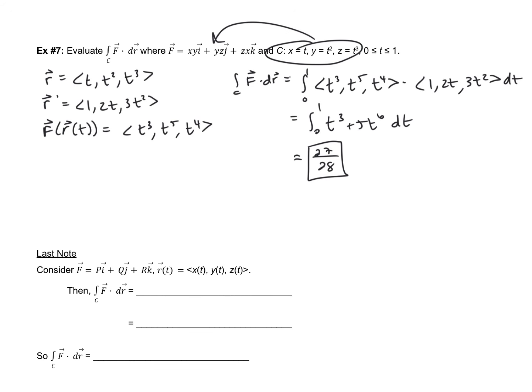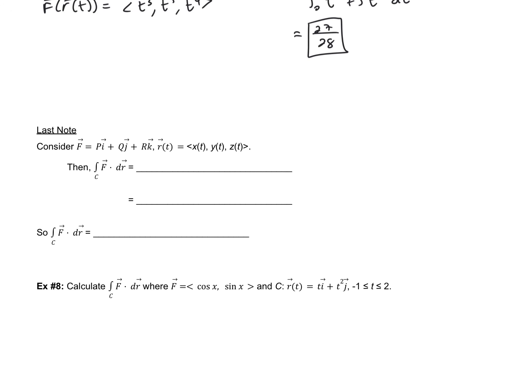Okay, we have one more note, and that's it. So, last note, let's consider some vector field, again, where the x, y, and z components P, Q, R are some functions of x, y, and z. And our r then, we have x as a function of t, y as a function of t, and z as a function of t. Our line integral then of f dot dr becomes P, Q, R dotted with x prime of t, y prime of t, z prime of t, dt.